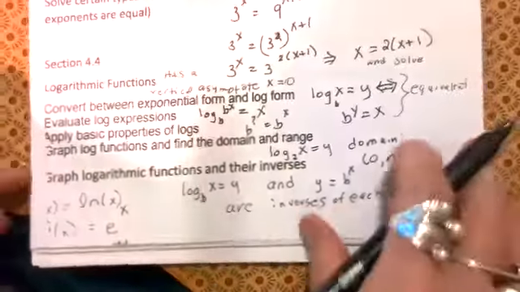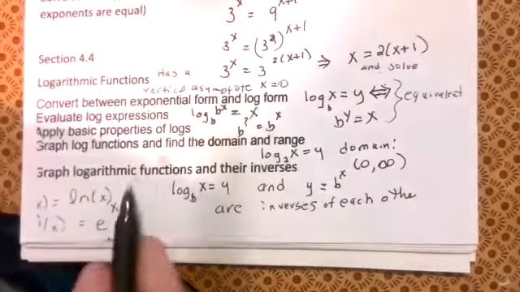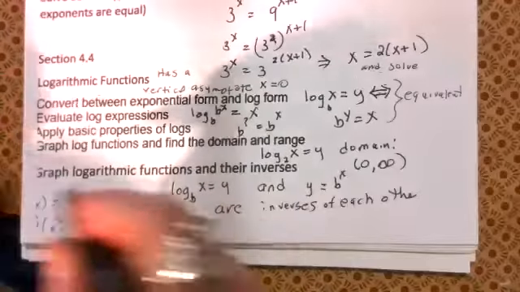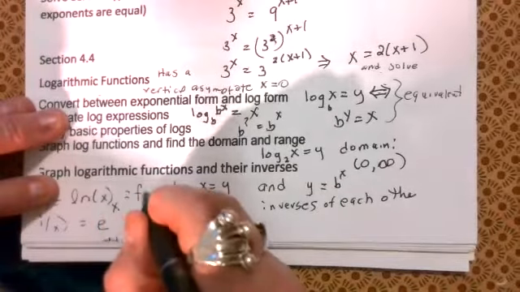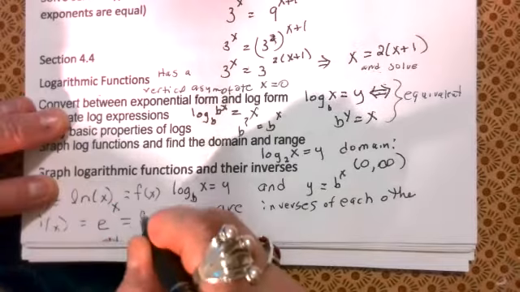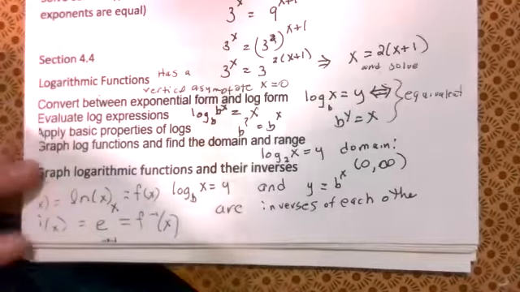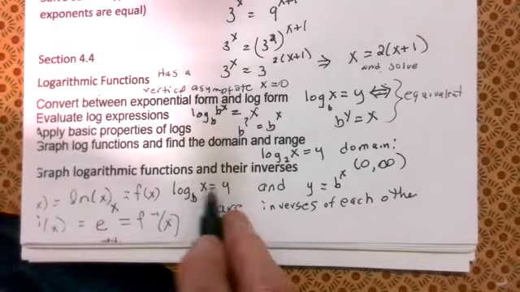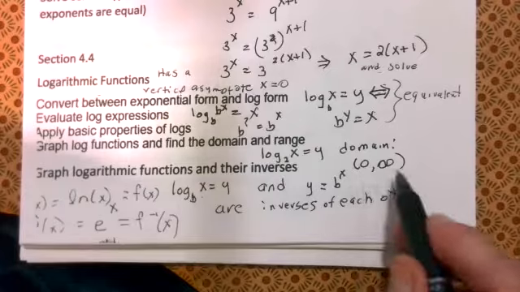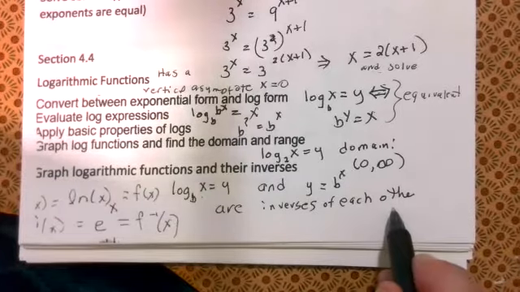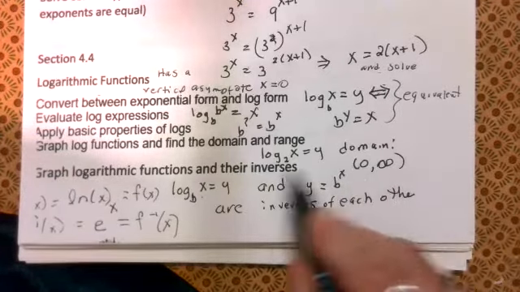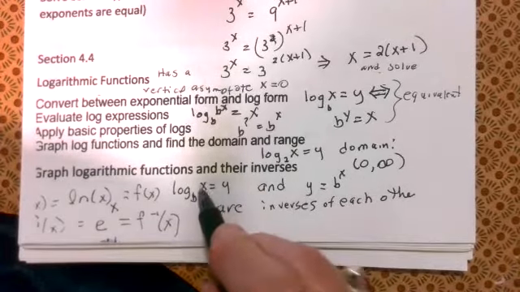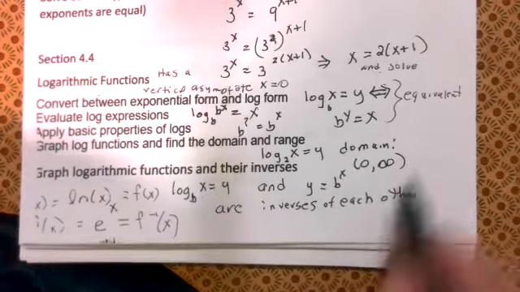Okay, so you'll need to graph the log, find the domain and range, and graph a log function and its inverse, where the inverses are exponential functions. For instance, the natural log and e to the x are inverse functions of each other. So if this is f of x, this is f inverse of x. Whatever the base is, log base b of x equals y and y equals b to the x are inverses of each other. And remember, in the log domain, x can't be 0. You can't take the log of 0 or of a negative number. So it's from 0 to infinity.